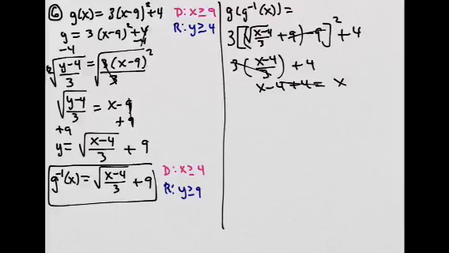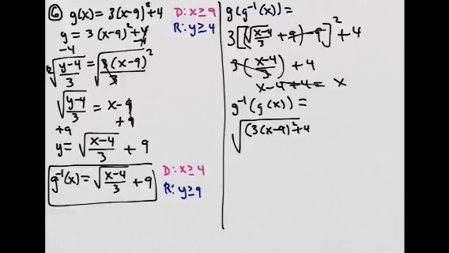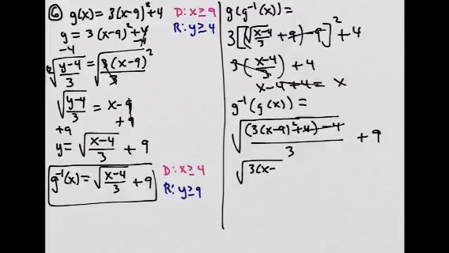Okay? So now we're going to do the other direction, g inverse of g of x. So I start off with a radical. And in the parentheses, in place of the x, I'm going to put 3 times x minus 9 squared plus 4, the whole g of x function, minus 4 over 3 plus 9. Okay? So right here I've got 4 minus 4 is 0. And so now I have the square root of 3 times x minus 9 squared over 3 plus 9.